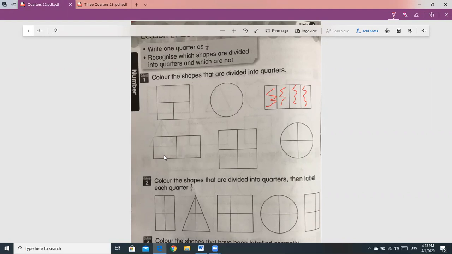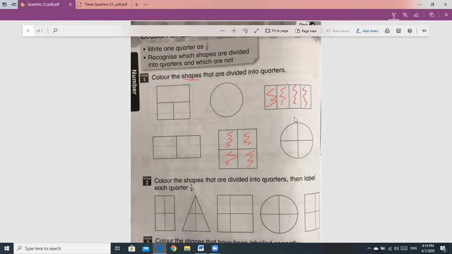Okay, here, is this quarter? No, it's what? It's half. It's divided into 2 parts. It's half, not quarter. Is this quarter? Yes. Quarter means 4 equal parts, and this is 4 equal parts, so it's quarter. So I will color the whole shape because he said to me color the shapes that are divided into quarters. He didn't say to me color a quarter.